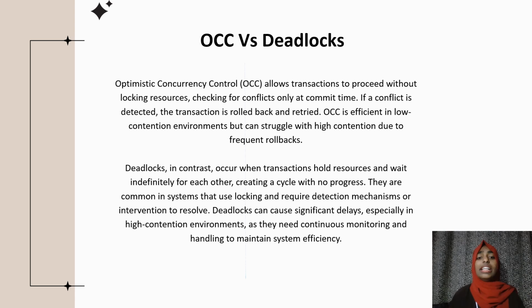Whereas, in contrast to that, a deadlock occurs when transactions hold resources and wait indefinitely for each other, creating a cycle with no progress. So that's why these are named deadlocks. They are common in systems that use locking and require detection mechanisms or intervention to resolve. They can cause significant delays, especially in high contention environments, as they need continuous monitoring and handling to maintain system efficiency. So these are the key differences between optimistic concurrency control and deadlocks.